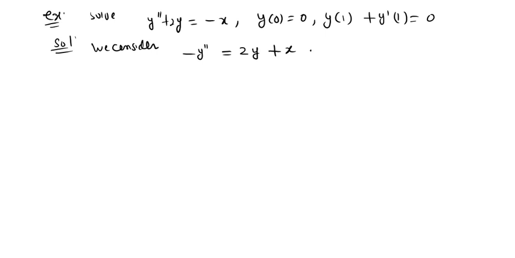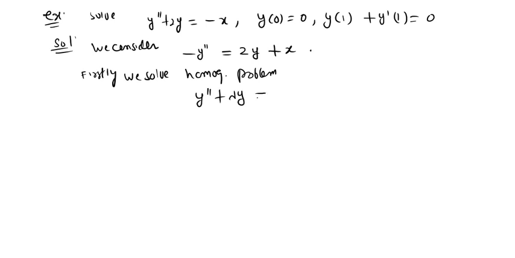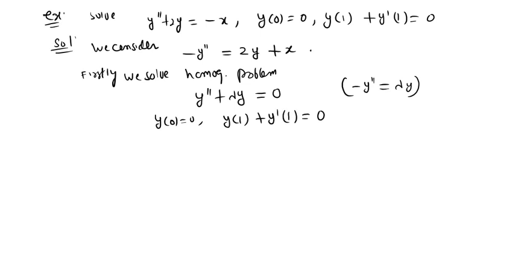Okay, so firstly we solve the homogeneous problem y double prime plus lambda y equal to 0, or you can say minus y double prime equal to lambda y, with the same boundary conditions, y at 0 is 0 and y at 1 plus y dash at 1 equal to 0. From the solution of this problem, we will find eigenvalues and eigenfunctions.